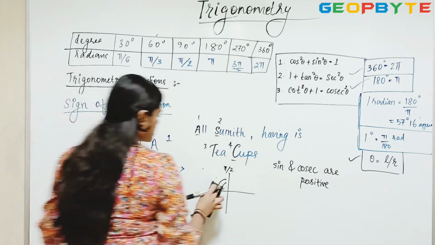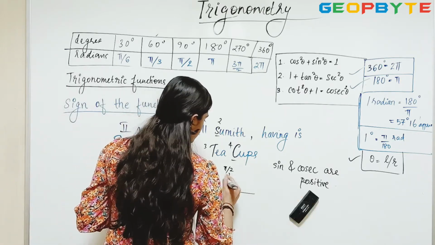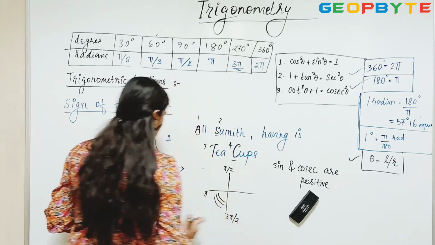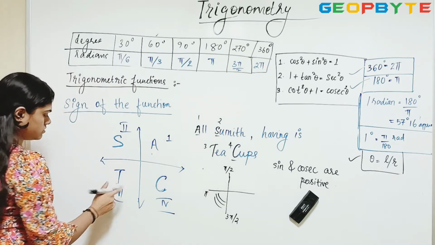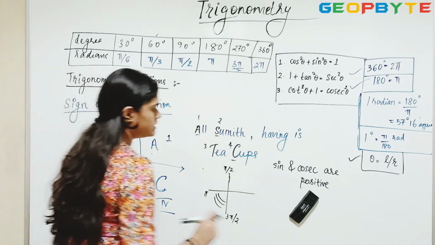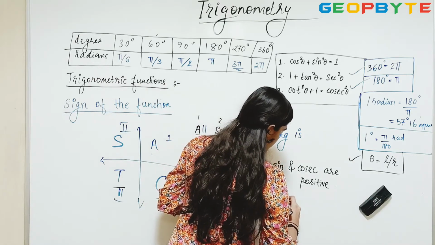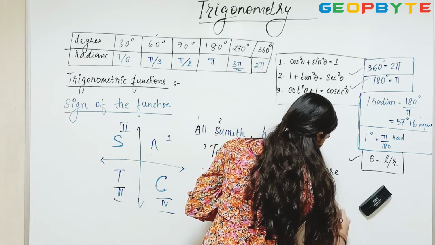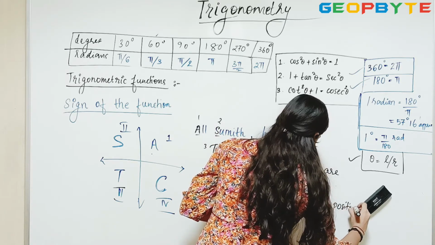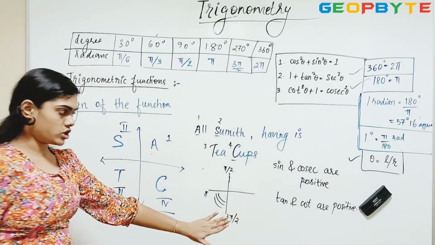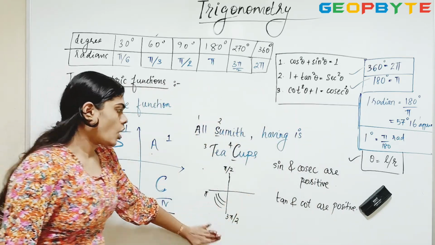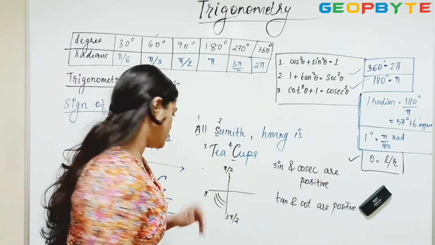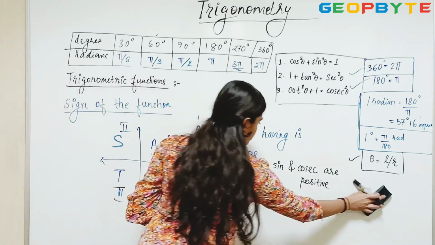Now for the third quadrant, this is my 3 pi by 2. This is my third quadrant. So what is T? T is tan and its pair, cot. Tan and cot are positive, the letters we wrote are positive. So tan and cot are positive in the third quadrant. All the others, sine, cosec, sec and cos, are negative. Now we will come to the fourth quadrant.